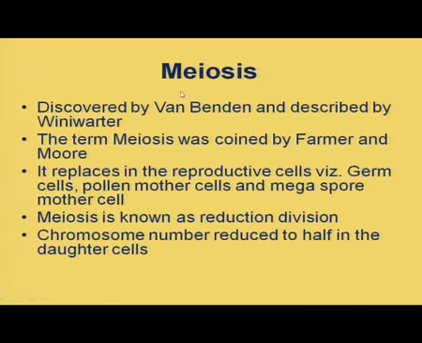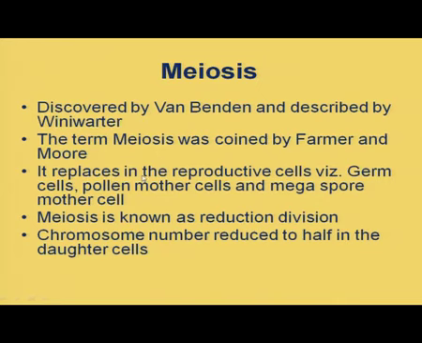Now coming to meiosis, the second cell division, or rather we can say the third type of cell division. First one is mitosis, then amitosis, then the third one, that is meiosis. Who discovered meiosis? Van Beneden discovered meiosis, and it was described by Weismann. The term meiosis was coined by Farmer and Moore.